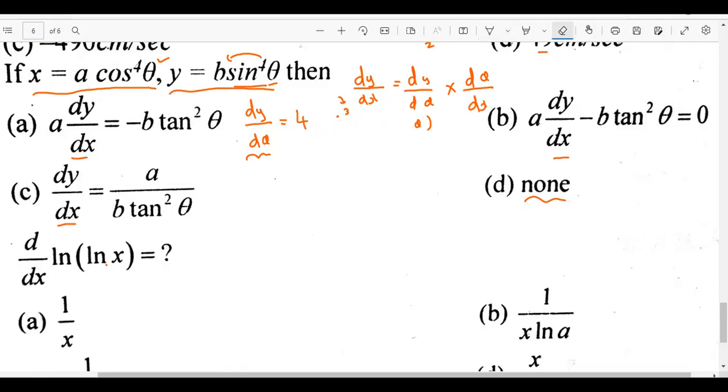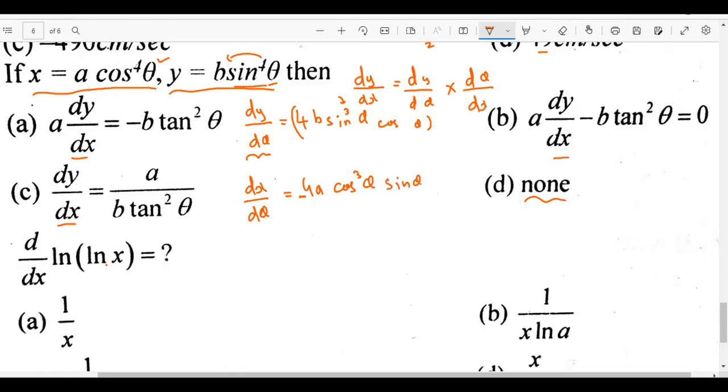Let me just write it down neatly. So it would be 4a cos of theta to the power 3 into minus sine theta. Excellent. So dx by d theta is going to be 4a cos cubed theta and then minus sine theta.